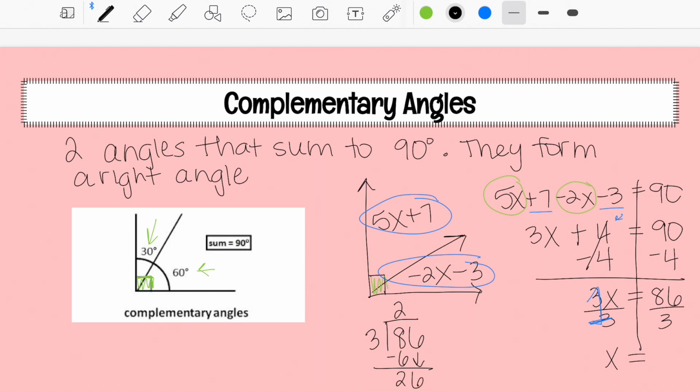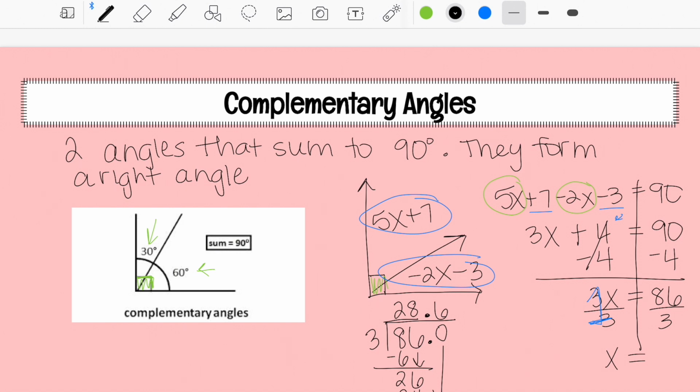I can fit 8 groups of 3 into 26, which gives me 24. That leaves me with 2. And now I don't have anything left to bring down, so what I need to do is put my decimal here, also up there as well, add a 0, and bring it all the way down. So I get 20 at the bottom now, and I can fit 6 groups of 3 into 20, so I take away 18, which still leaves me with 2.